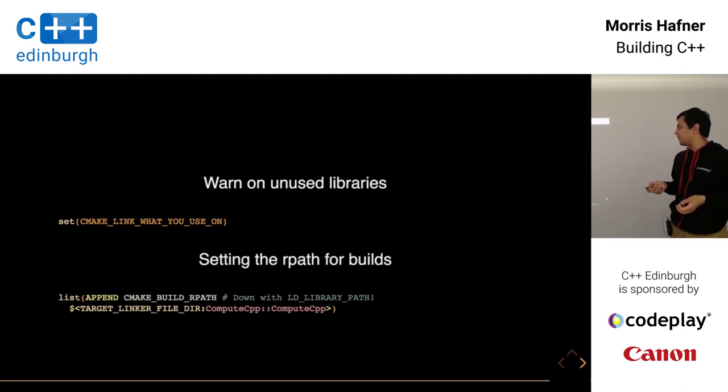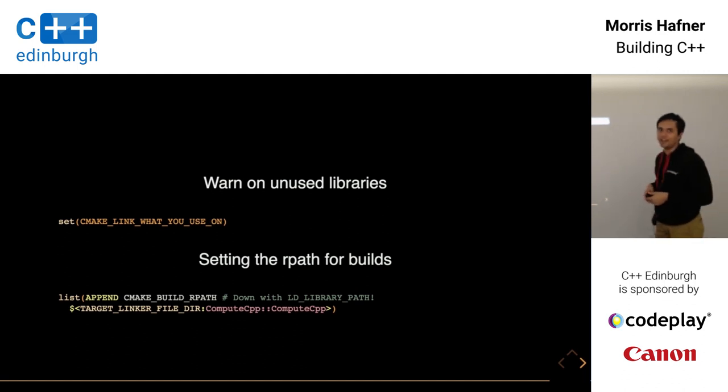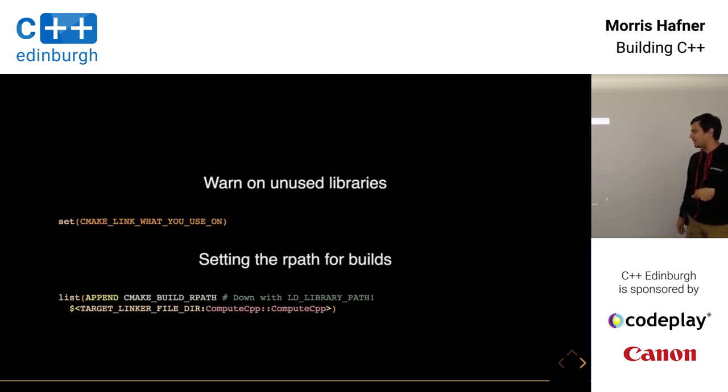Link-what-you-use, I already told you about. Setting the RPATH for builds. Who has been bitten by LD_LIBRARY_PATH? Everyone. So CMake has this feature that you can just set the RPATH of your library or executable in your build directory to something you specify here. And here I can just say, I want to add the path to compute.cpp to my RPATH, and I don't need to specify LD_LIBRARY_PATH anymore.